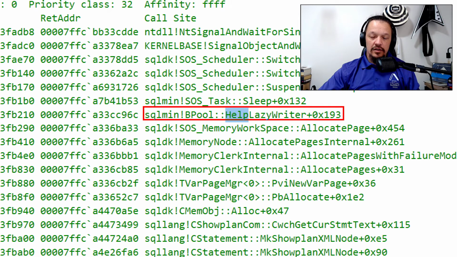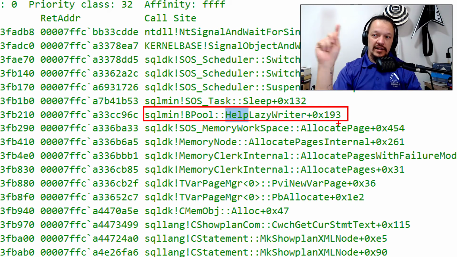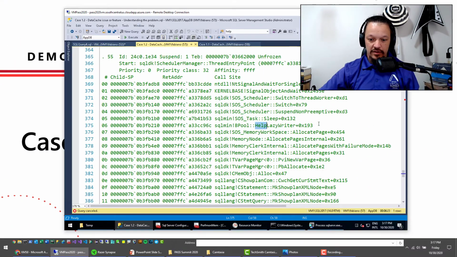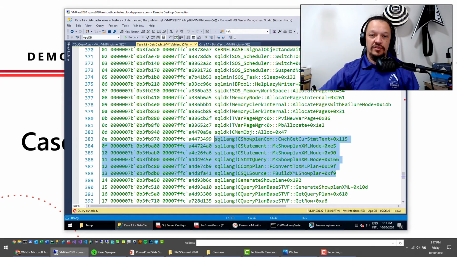The lazy writer runs every 1 second. The lazy writer thread wakes up every 1 second and does the lazy writer thing, checking if the free list is okay or not. But if any thread needs free pages, any thread could call for the lazy writer help, wake up lazy writer, and create another thread for the lazy writer. So this is the help lazy writer being called by a regular user thread, not the internal thread of SQL.